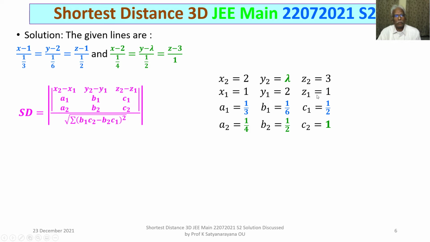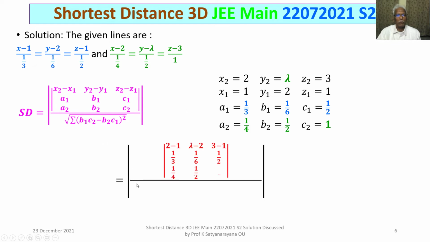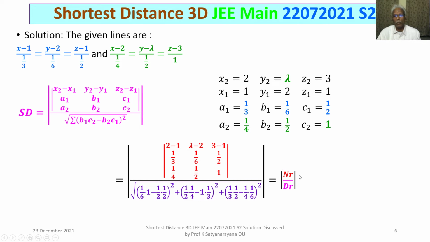Substituting these values in this formula, we get the absolute value of that 3 by 3 determinant with those values, and under the square root of the sum of (b1 c2 minus b2 c1) whole square. That we have written as the absolute value of the numerator by the denominator. The numerator is that 3 by 3 determinant, and the denominator is the square root of the whole thing. Now we will calculate these things and compute the shortest distance.